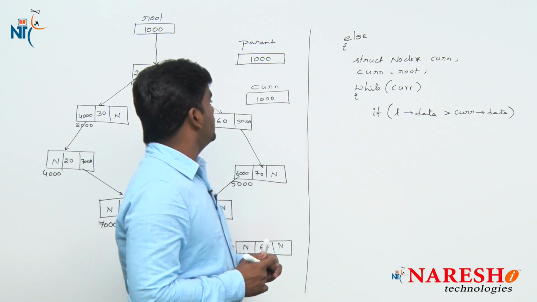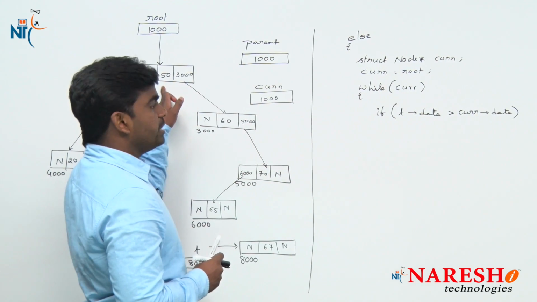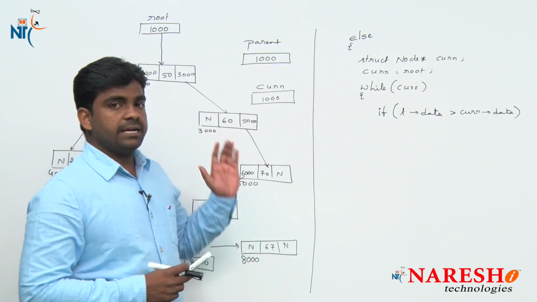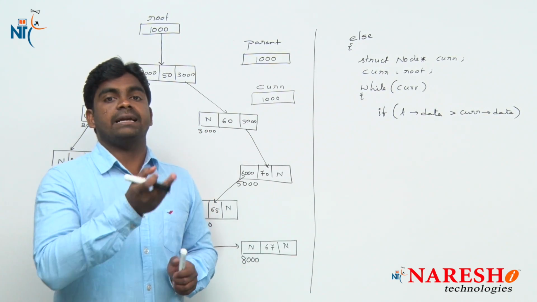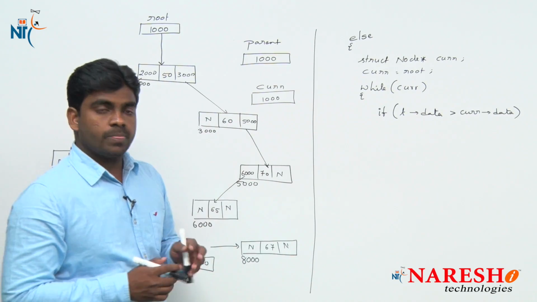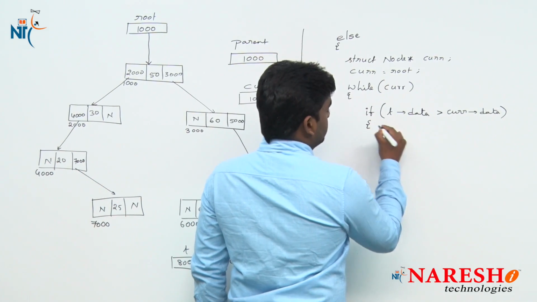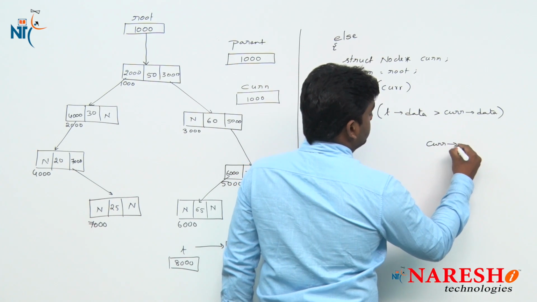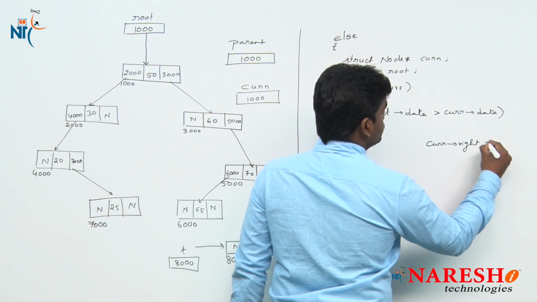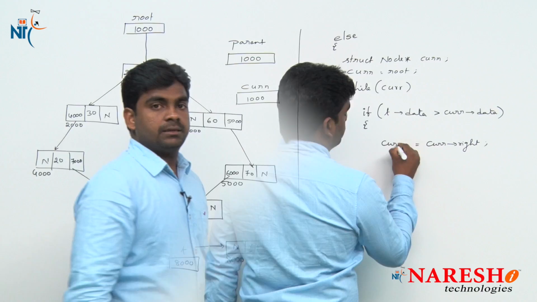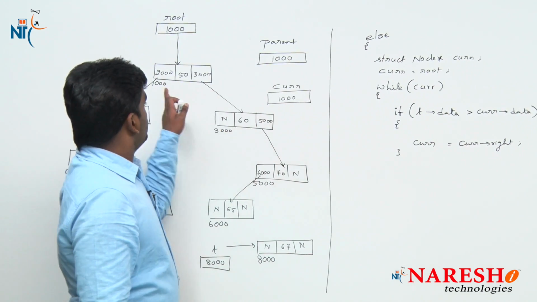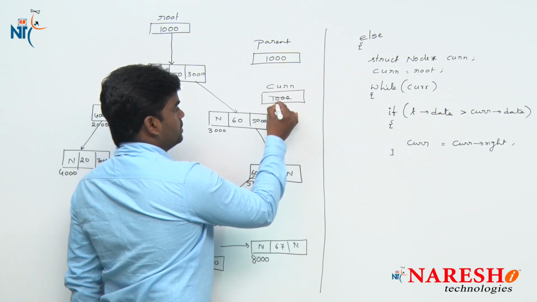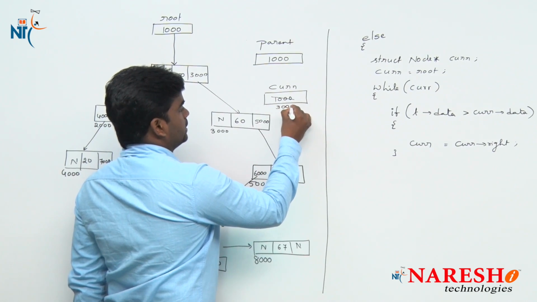So what is that current data? Current to data is 50 and it is greater than. So should we move to the right side or left side? We should move to the right side because it is greater than. So simply T2, current to right will be stored into current. So current to right means 1000 to right is what? It is 3000. 3000 will be stored into current.